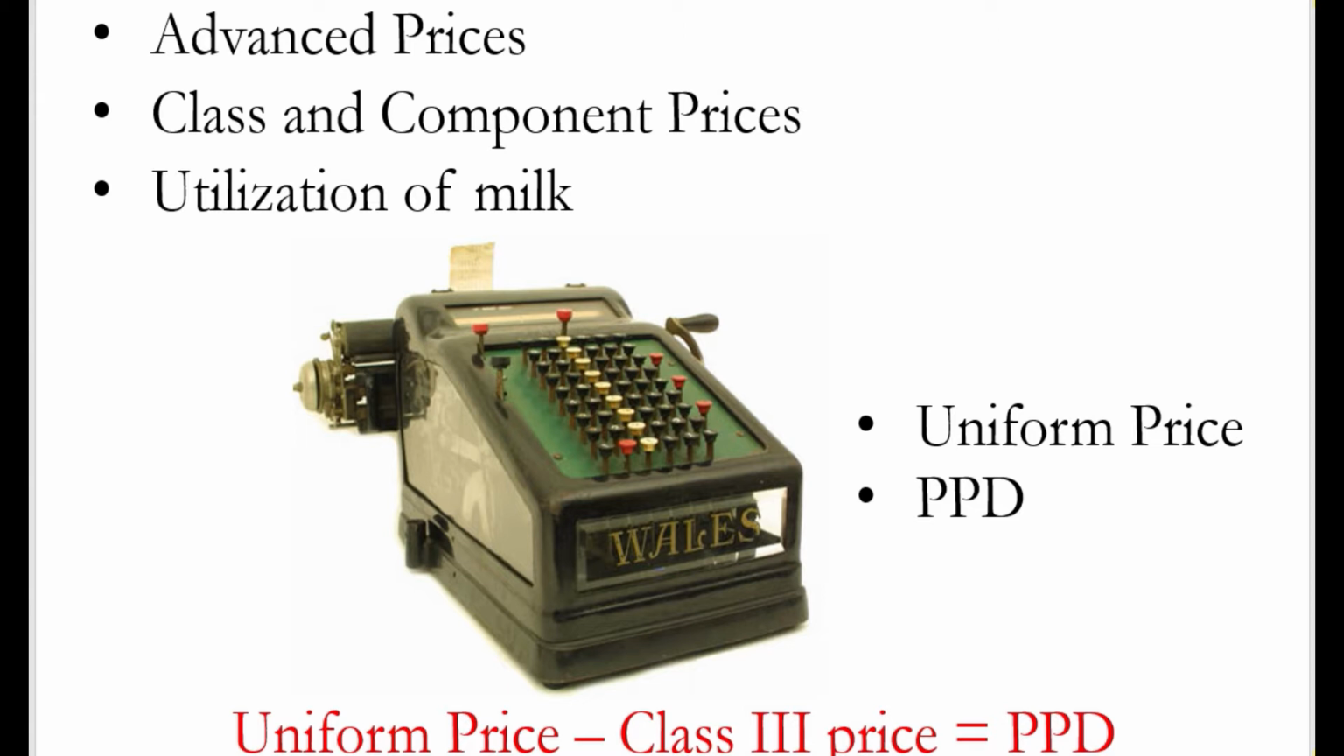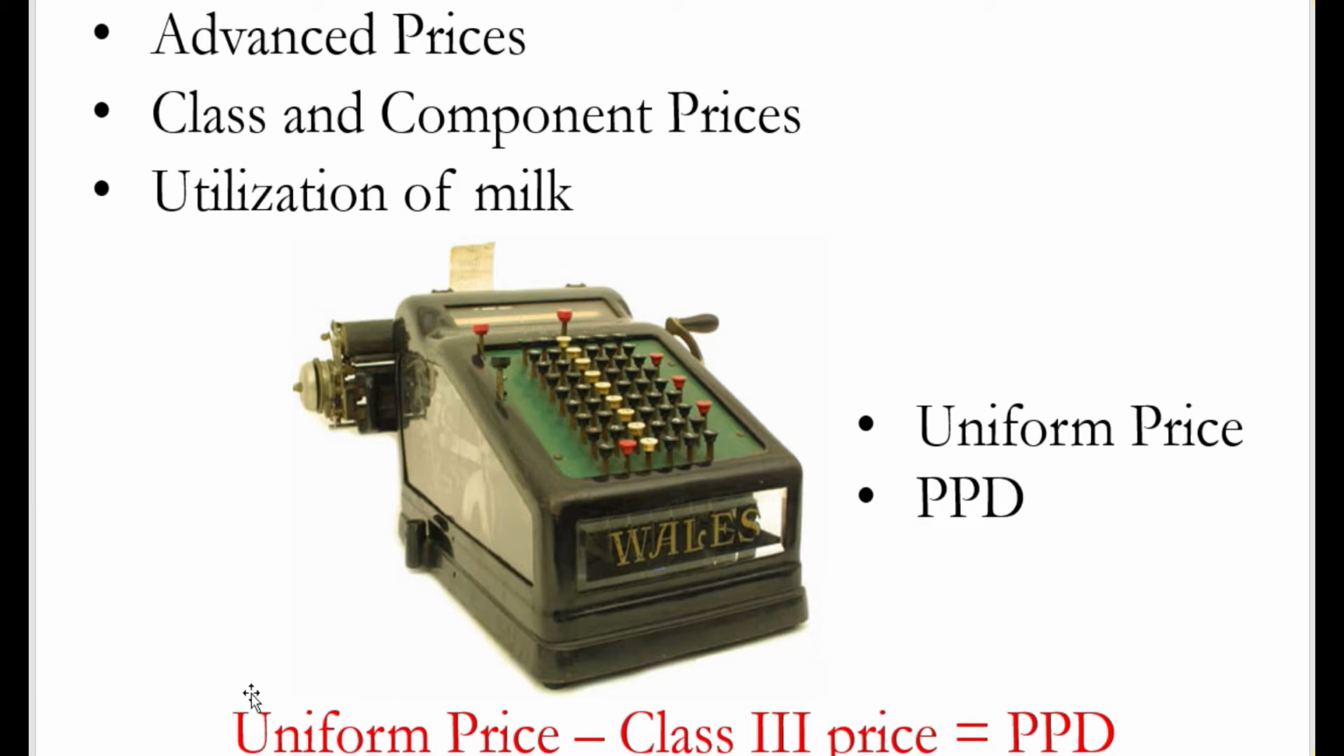The USDA takes three things into a computational program and comes out with the uniform price and the PPD. They start with the advanced prices, which are basically set for class 1, the class and component prices, and then the utilization of milk. So it is these three components which go into the adding machine and then will give us back a uniform price and a PPD.